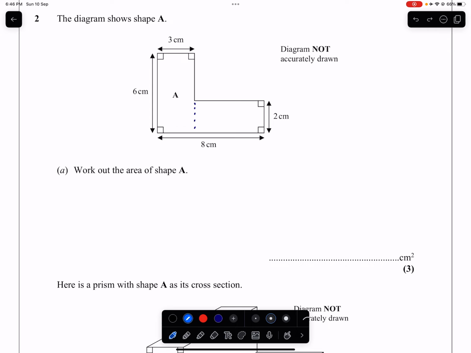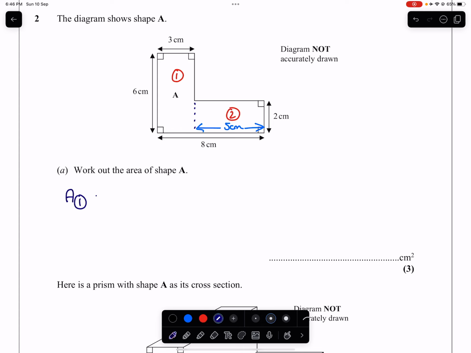So for example, here, we don't know what the length of this is, so we're going to have to figure it out first before we can find the area of that rectangle there. So starting with that, we have 8 right the way across, and we have 3 across at the top. So subtracting them will give us 5 centimeters to represent that length there. So we have shape number, well, I won't call it A because that's the whole thing. We have shape number 1 here, and we have shape number 2 there.